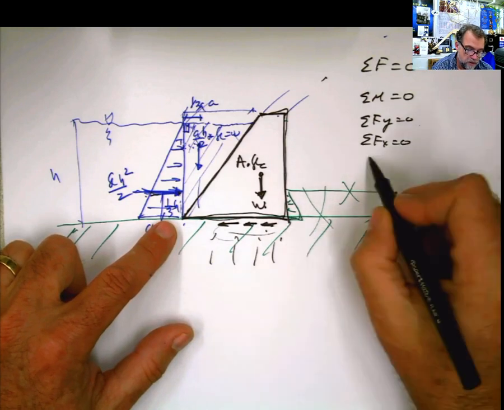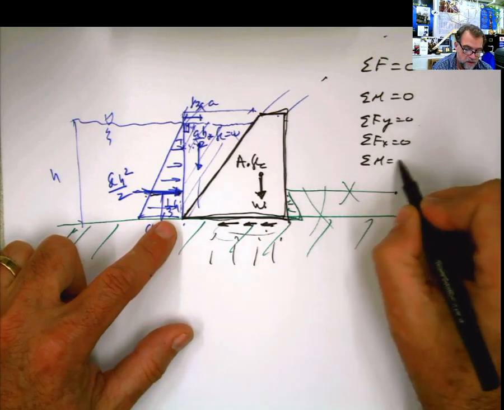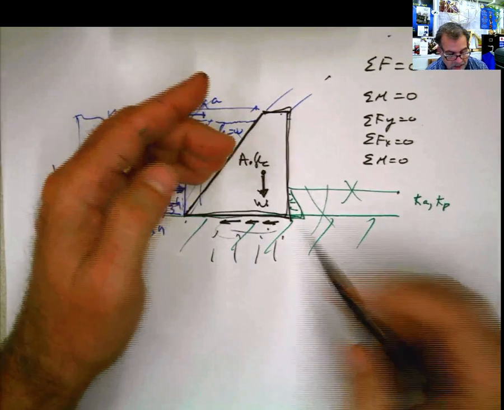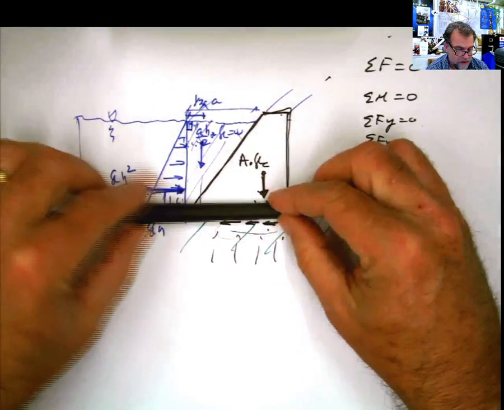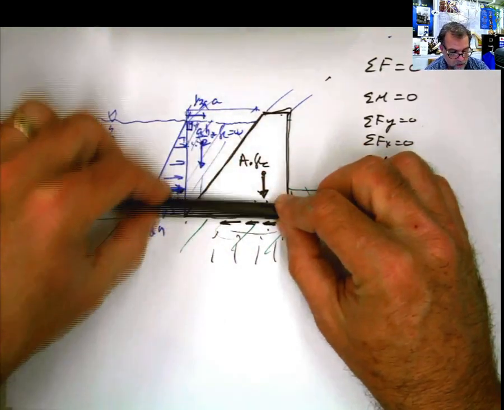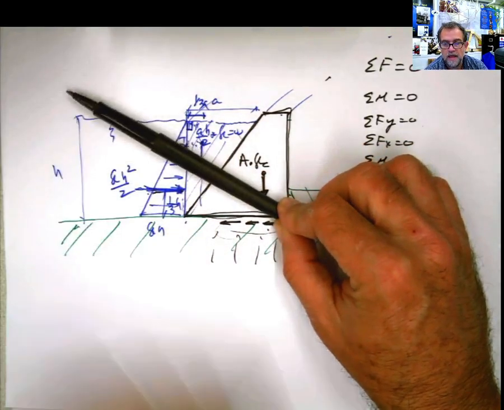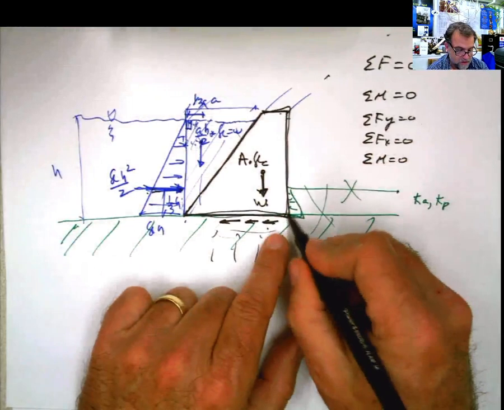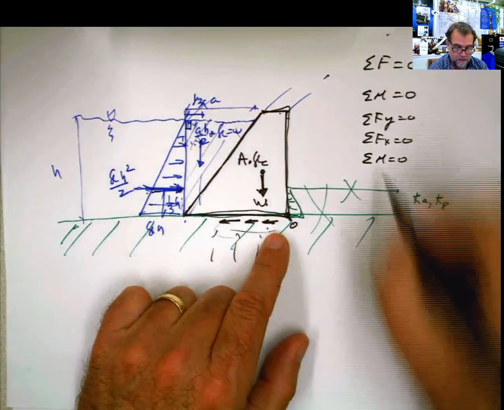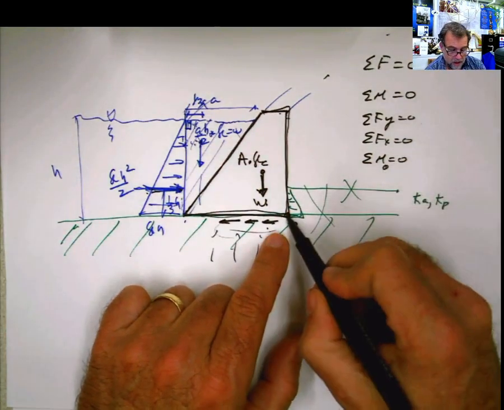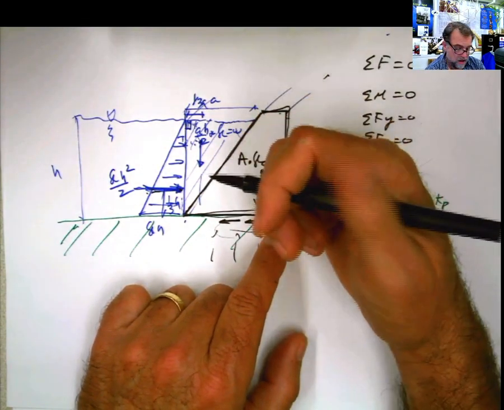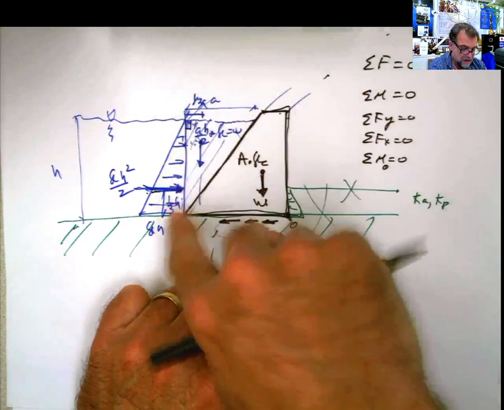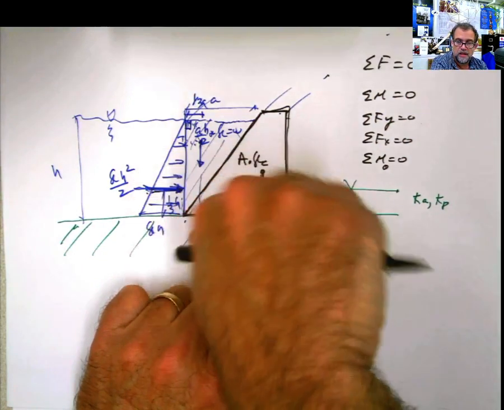And the other one that we can do is summation of moments equals 0, because these forces might make this pivot, and if it's going to pivot, it's going to pivot over this point, like that. So summation of moments with respect to that point O, for example, has to be 0. And you can do that because you have this force of the weight of the dam acting here, this force acting here, and the one that is going to try to overturn it is this one.